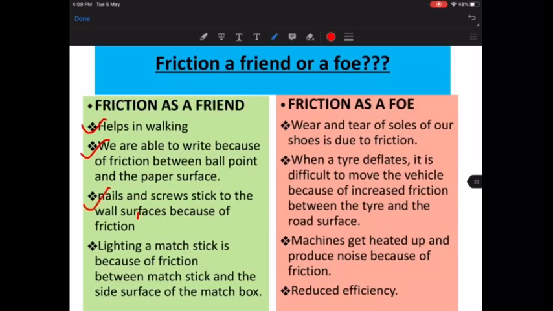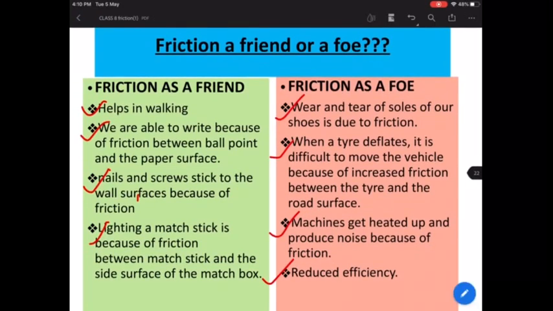Next, you're able to drive nails or screws inside any surface because of friction. Next is lighting of a matchstick, which we also discussed in the last class. All these works we are able to do because friction exists. How is it your enemy? Because wear and tear takes place. All the disadvantages you can put under friction as foe. So you have heat being produced, you have wear and tear, and reduced efficiency. You can also have noise produced because of friction. So friction can act as a friend, and it can also act as a foe. These are the points that you have to keep in mind and note down somewhere.